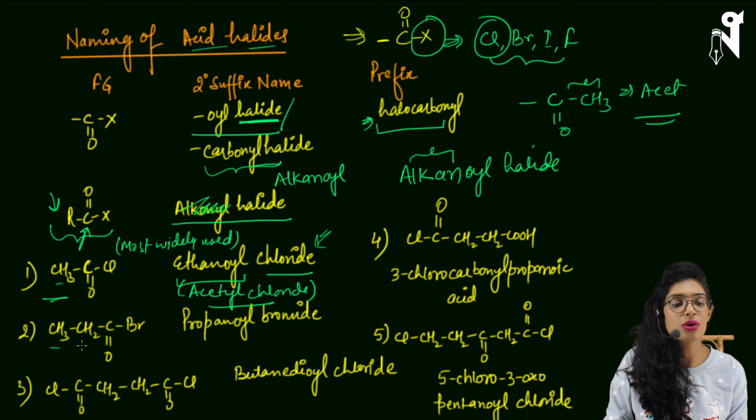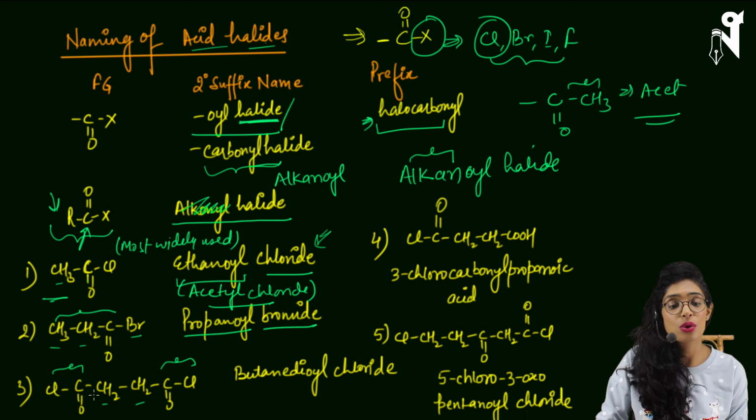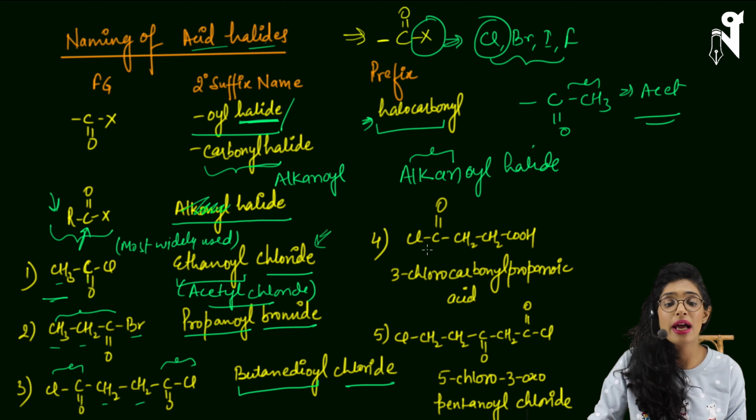Next is CH3CH2COBr. The main chain consists of 3 carbons, so propanoyl, and this is bromide. Here, look at the next compound. I have 2 acid halide groups, or acid chloride groups, with 2 CH2. So the total number of carbons is 4. So butanedioyl chloride. Next compound, I have 1 acid chloride group, then CH2CH2COOH. COOH is the higher priority group, hence the numbering will start from here: 1, 2, 3, and 4.